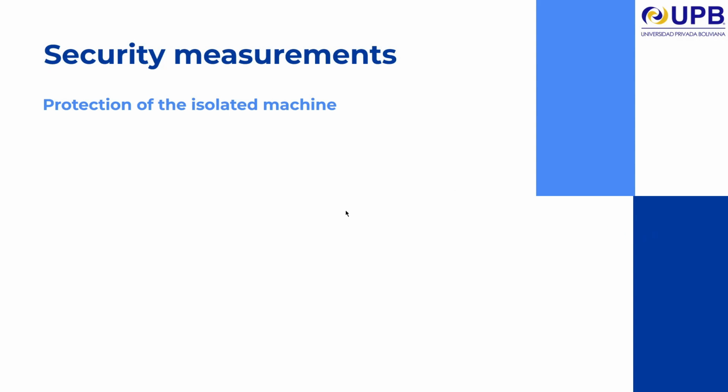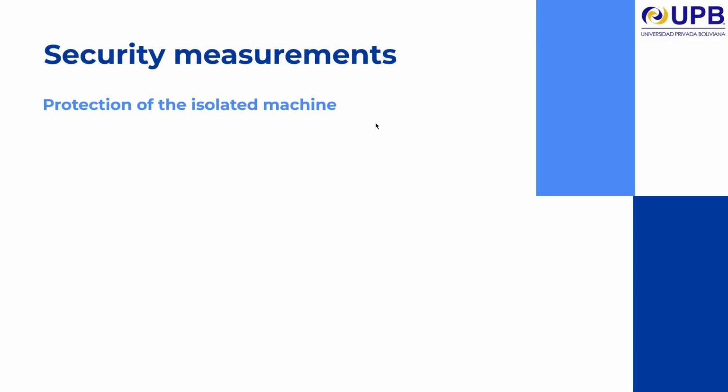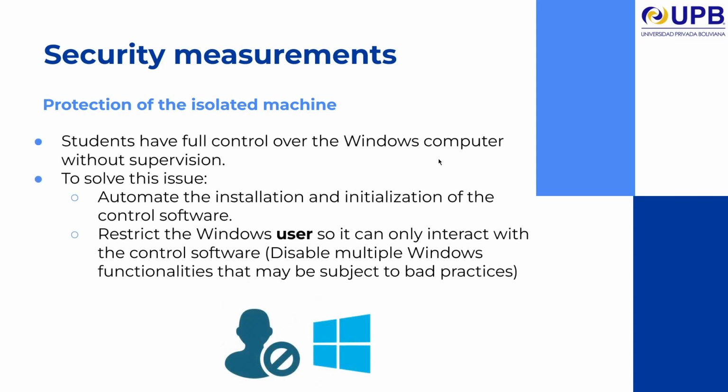Okay, so as I mentioned in the previous step, here we have a Windows machine. Once the student books a session and connects to the solution, they can have full control of the Windows machine, as you saw in the demo. So how do we handle this security measure? Because what if the student wants to make some malicious practices, for example, downloading viruses or making a data leak? The students have full control over the Windows computer without supervision. This is a problem. To fix this, we did the following.